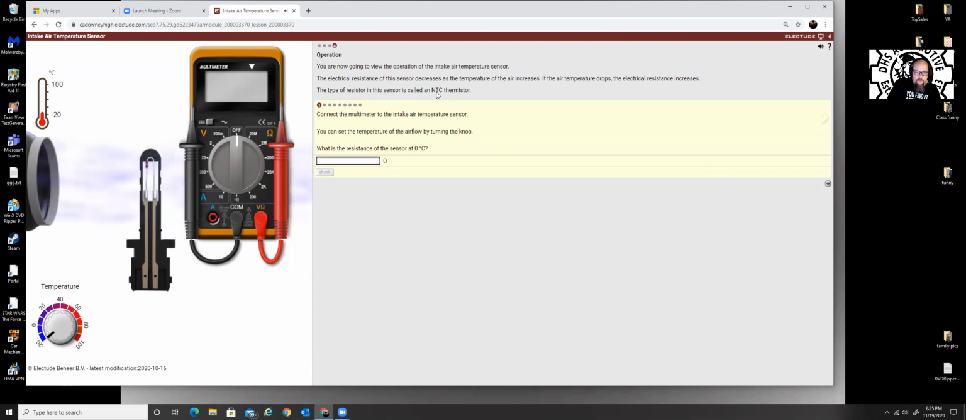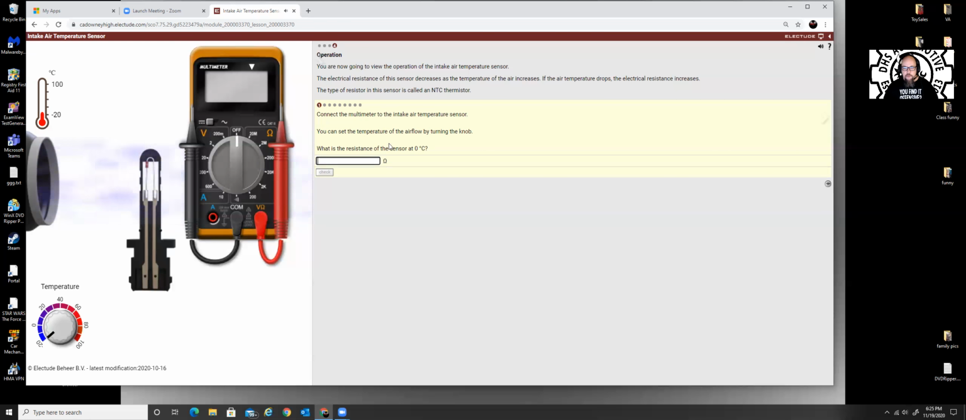And when it says negative temperature coefficient, that means that the heat and/or cold will go opposite the resistance. That means the hotter it gets, the resistance will go down. The colder it gets, the higher the resistance is. Typically a metal will go up and down in temperature and resistance together. They call that a positive temperature coefficient. This one is negative. So temperature and resistance go in opposite directions.